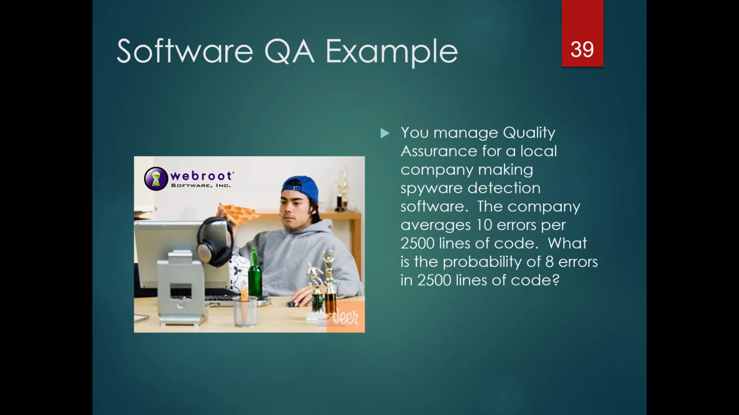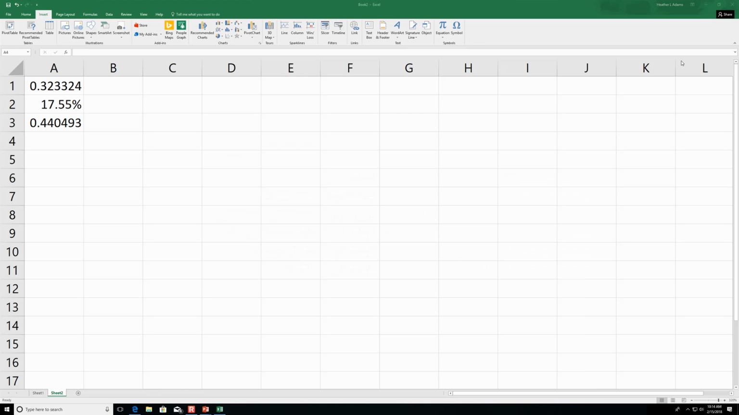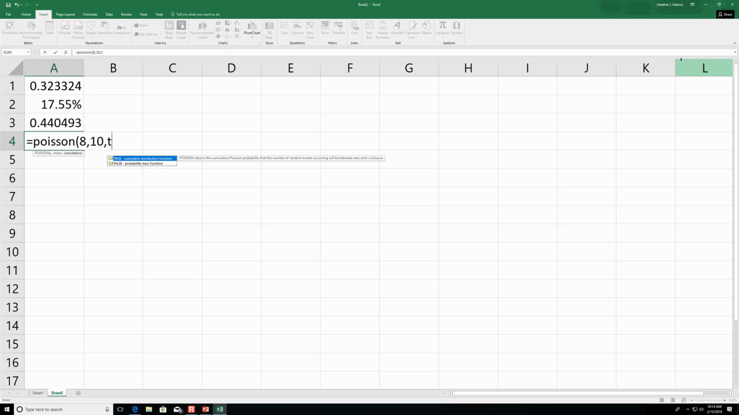So X is 8, average is 10, and I don't want the cumulative here because I want exactly 8 errors. Probability of exactly 8 errors. So equals Poisson. Probability that there's 8 errors when the average is 10, and I say false here because I want to know the exact point probability, and it's 11.3% probability.